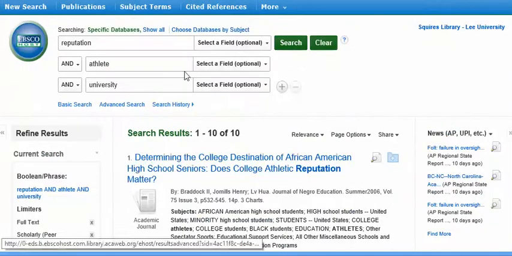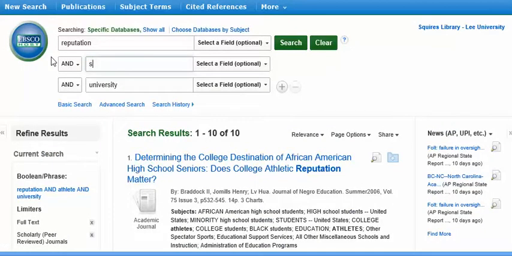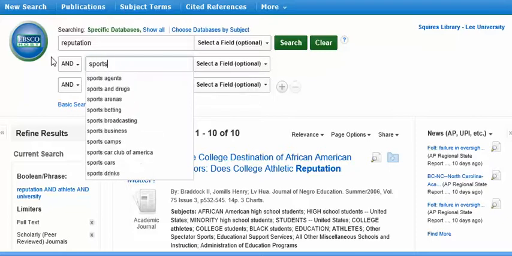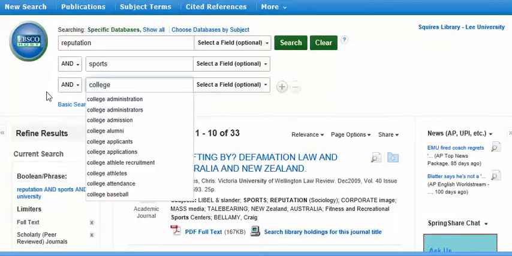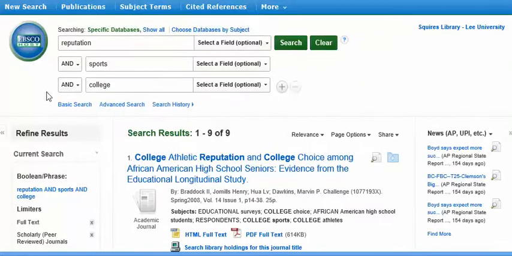So I try other things. Instead of athlete, I tried sports and thought, well, we'll see how this works. And I tried combinations of sports, reputation, sports, social status, and none of that was working. So then I decided to play with university and try college. And then I tried variations of college athlete social status, college sports social status. That didn't help me a whole lot.